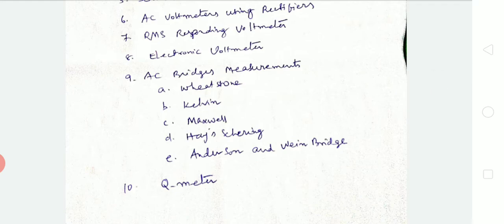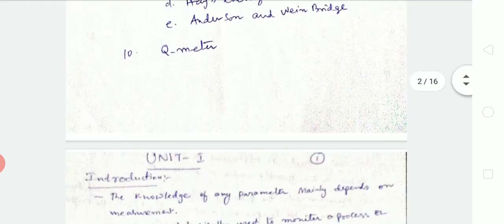Okay, coming to the bridges measurement. We should know about Wheatstone bridge, Kelvin bridge, Maxwell bridge, Hayes shearing bridge, Anderson and Wayne bridge, and after that Q meter.